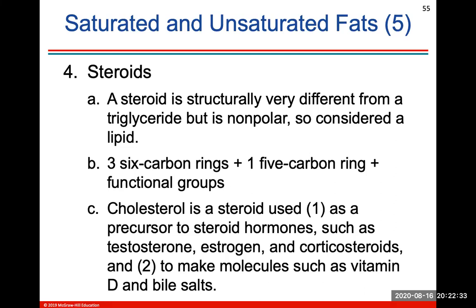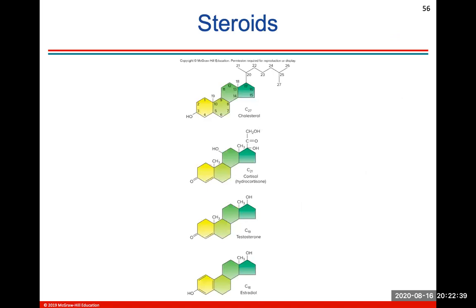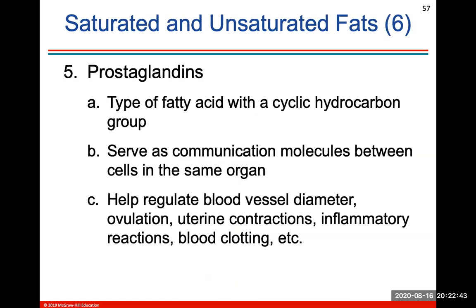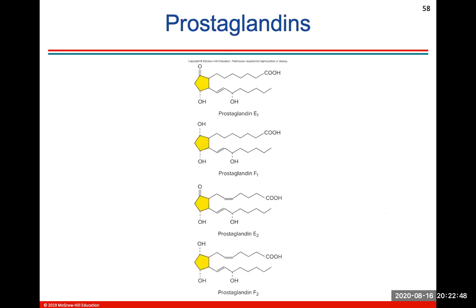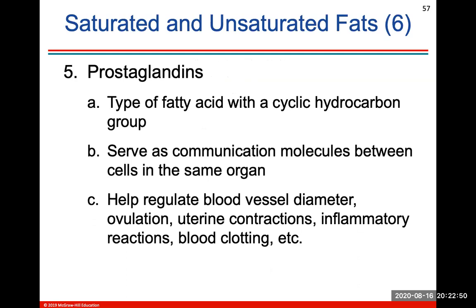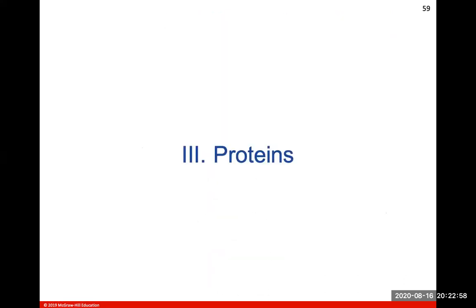Cholesterol is a steroid used as a precursor to steroid hormones, like testosterone and estrogen, which we'll talk about. So here are what steroids look like. Prostaglandins, it's a type of fatty acid with a cyclic hydrocarbon group. So here are prostaglandins, and they will help regulate blood vessel diameter during ovulation, uterine contractions, blood clotting, very important in the body as well.